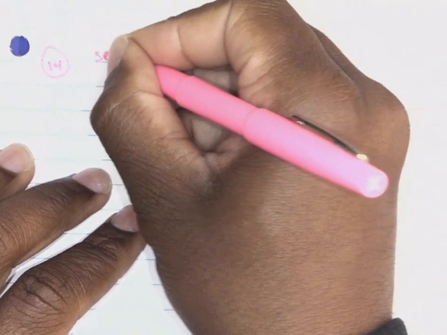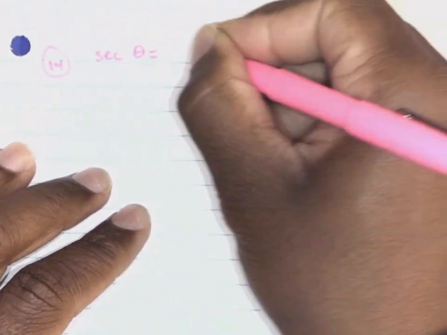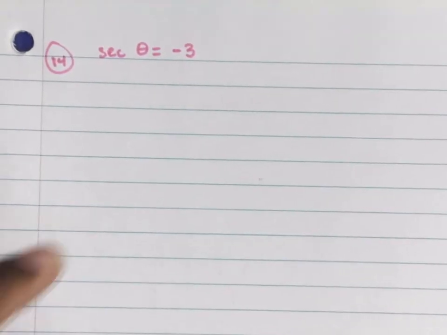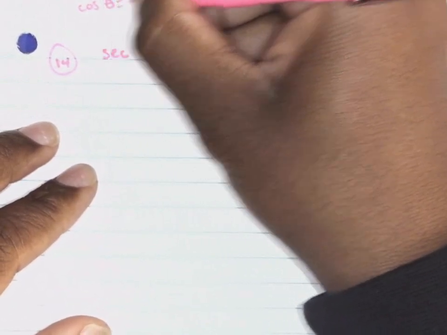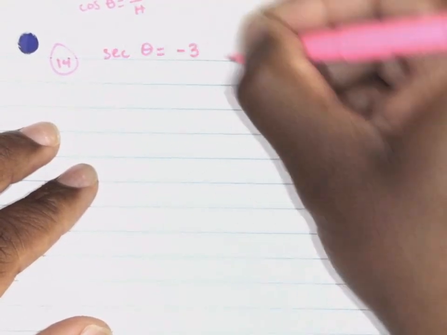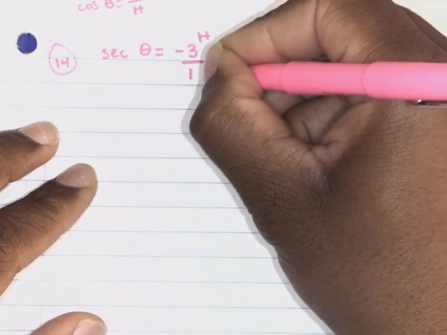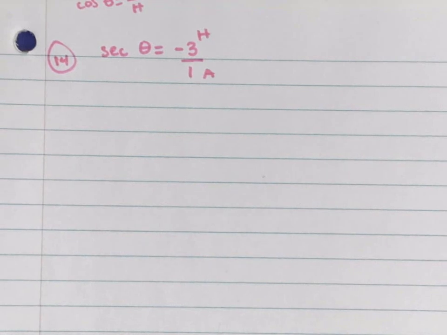All right, so number 14, we are given secant of our angle theta has a ratio of negative 3. Now, secant is cosine's reciprocal. We know that if cosine of an angle is A over H, then secant will be H over A, because we'll flip it.